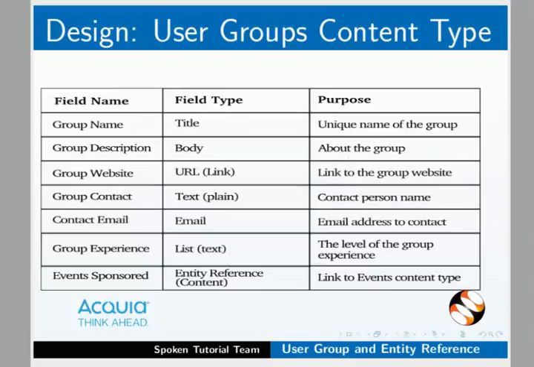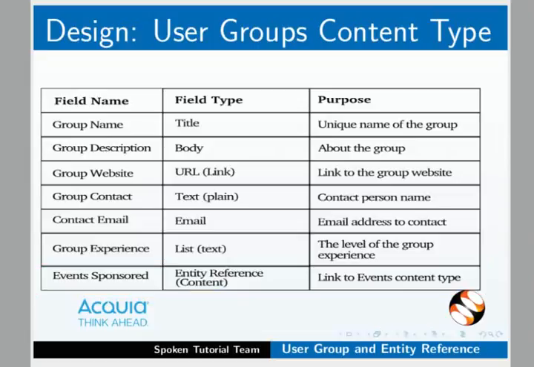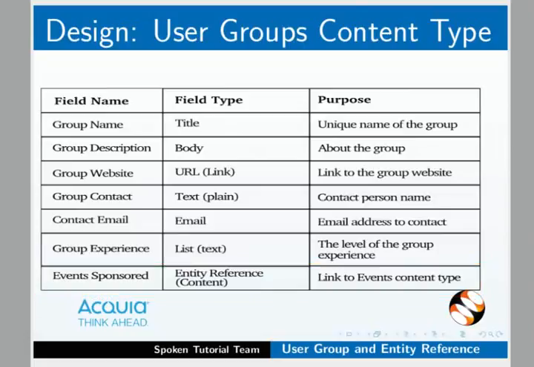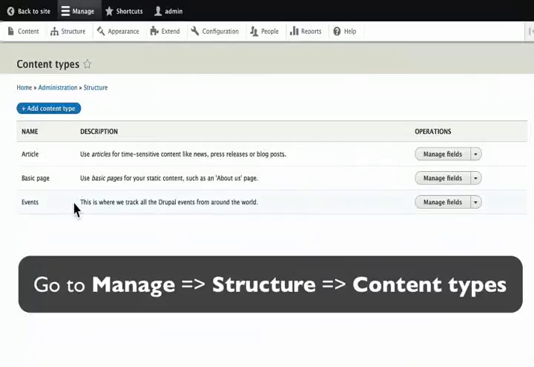To implement this, we will choose a list text field type. The last field here is for capturing all the events sponsored by this group. For this, we can use entity reference field to link to an existing events content type. Let's set up user groups content type.